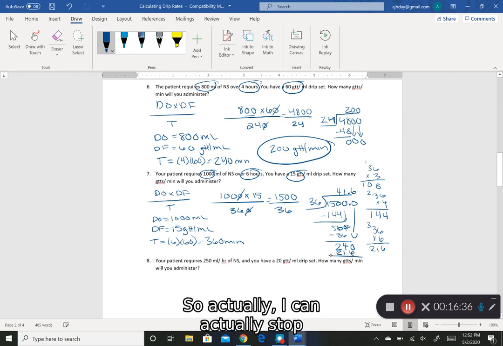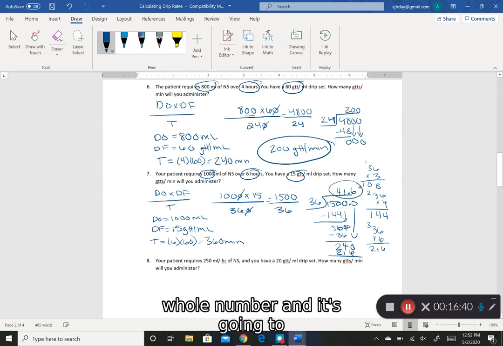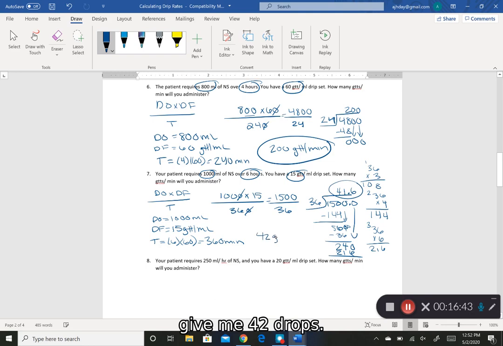So I can actually stop here because I found my one decimal. So I'm going to round this to the nearest whole number, and it's going to give me 42 drops per minute. So that one was definitely a little more complicated.